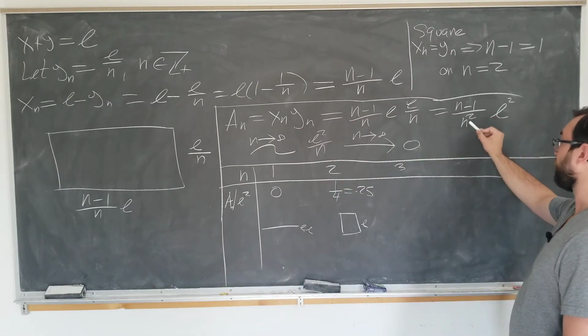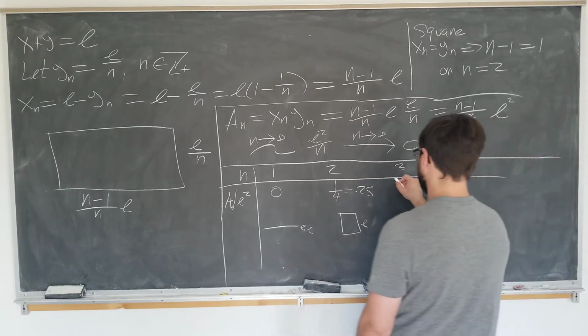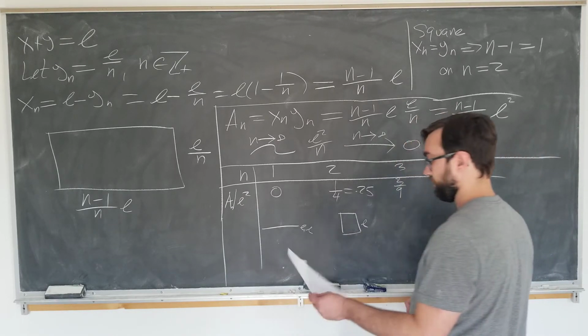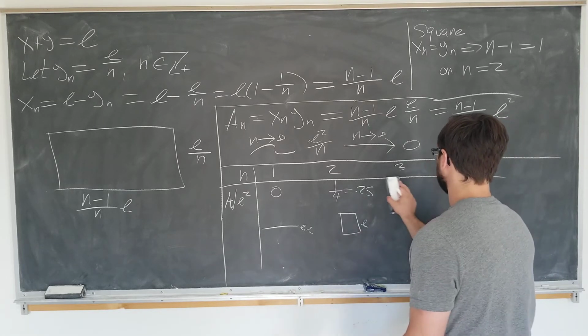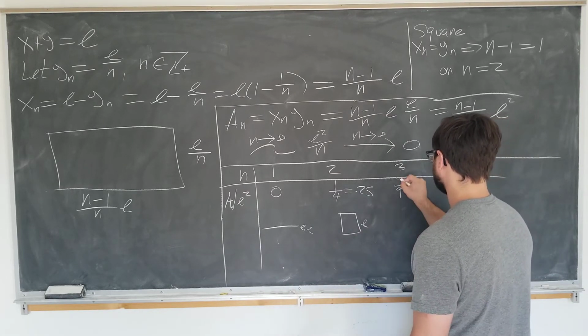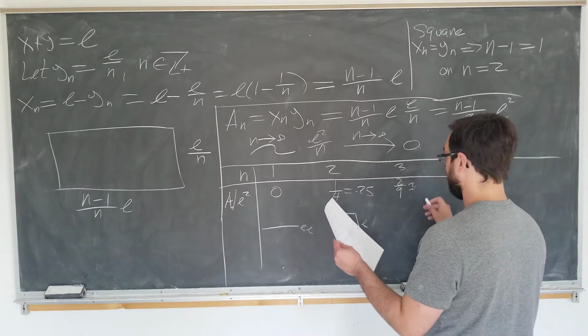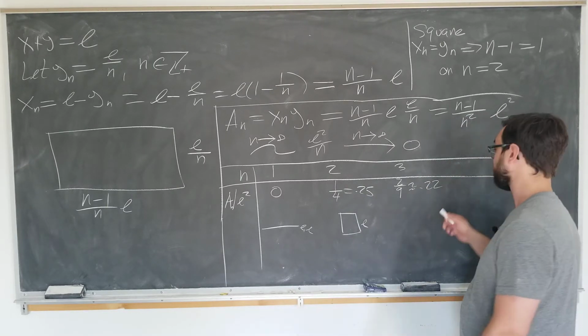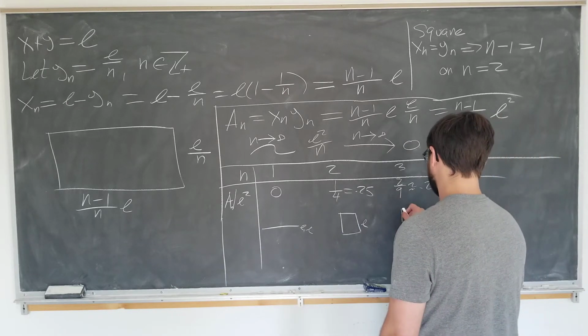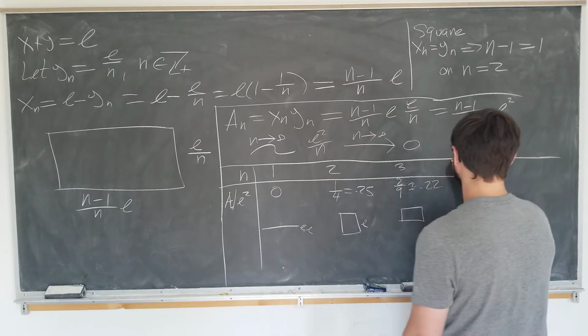3 minus 1 is 2 over 3 squared is 9, 3/9. And this is, sorry, 2/9. I do apologize. 2/9. This is approximately 0.22. So we see it's worse than the square. And it looks a bit more rectangular.